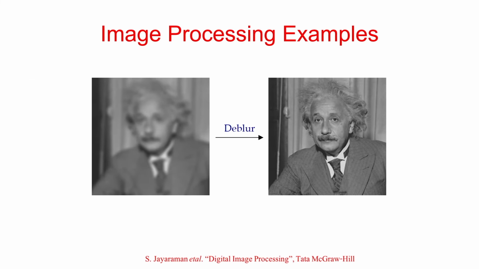In this example, I am considering the blurred image. The blur may be because of some motion blur. Suppose the camera is moving, then in this case I am getting the blurred image, and I can apply some image restoration technique to de-blur the image. So in this example, I have the blurred image and I can apply some image restoration technique to get the de-blurred image.